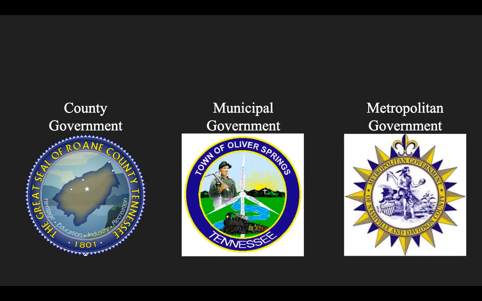And the final one, a metropolitan government, sometimes referred to as a metro government, is a special local government where a county government and a municipal government consolidate into a single government. We only have three actual metropolitan governments. You have Davidson, which is where Nashville is. You have Moore, and you also have Trousdale counties. So those three don't have a county government or a municipal government because they have just one government that covers that entire area.